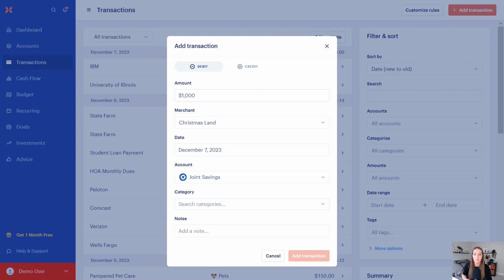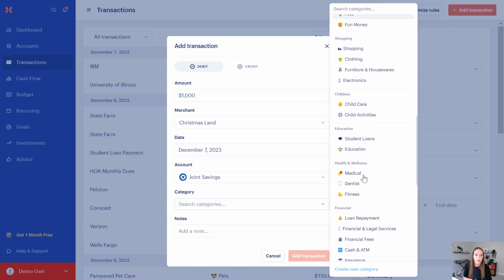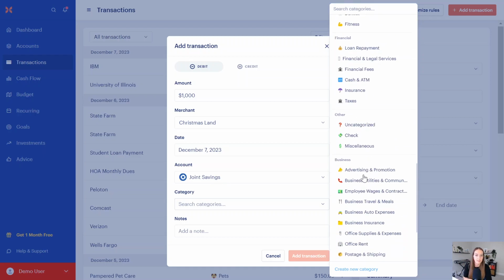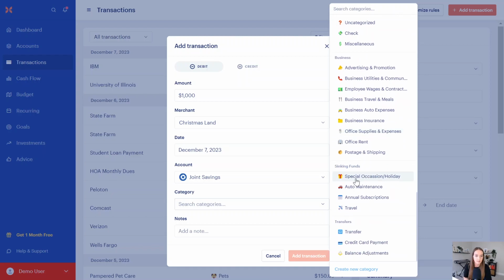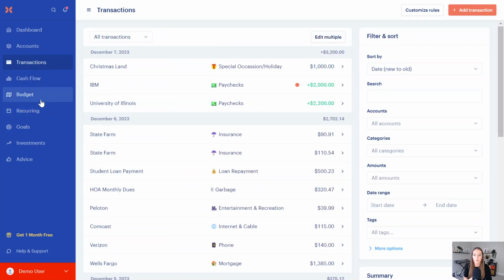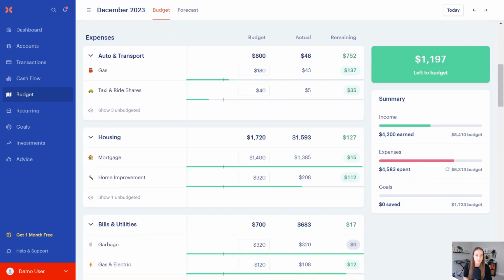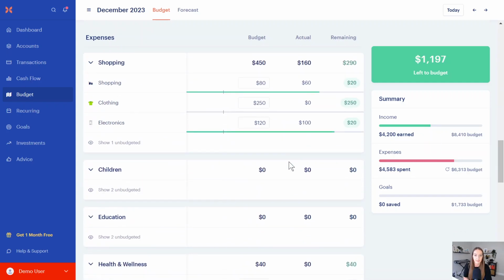All right, so I'm going to spend $1,000 on Christmas. And I know that's going to come from the joint savings account because that is my sinking fund in this example right here. Of course, you would want to name your account sinking fund if you can, and I can show you how to do that in Monarch too. But I'm going to categorize this as one of my sinking fund categories right here. I'm going to add this transaction, and now I'm going to go to my budget and show you what happened. So first off, your expenses went up by $1,000, right?